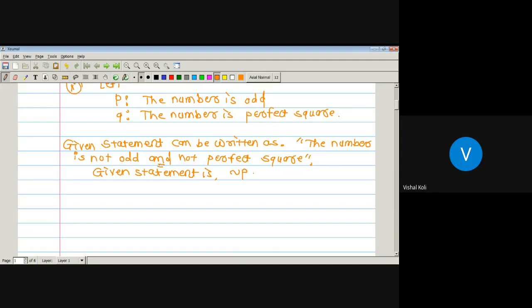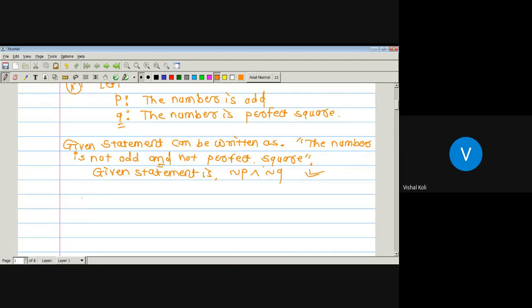Logical connectivity will be used, and "the number is a perfect square" is a statement Q. But here the number is not a perfect square, meaning it is the negation of Q. So the given statement is of the form negation of P and negation of Q. Now we have to find its negation. This will be our given statement. Now we have to write its negation.